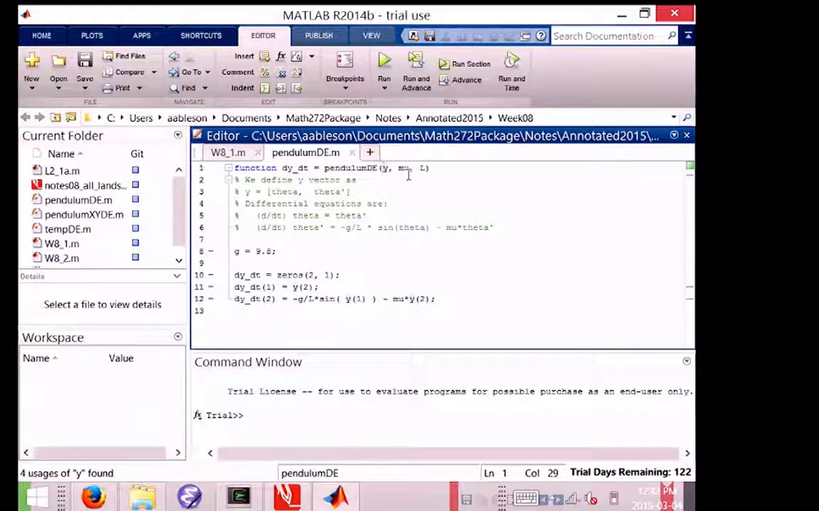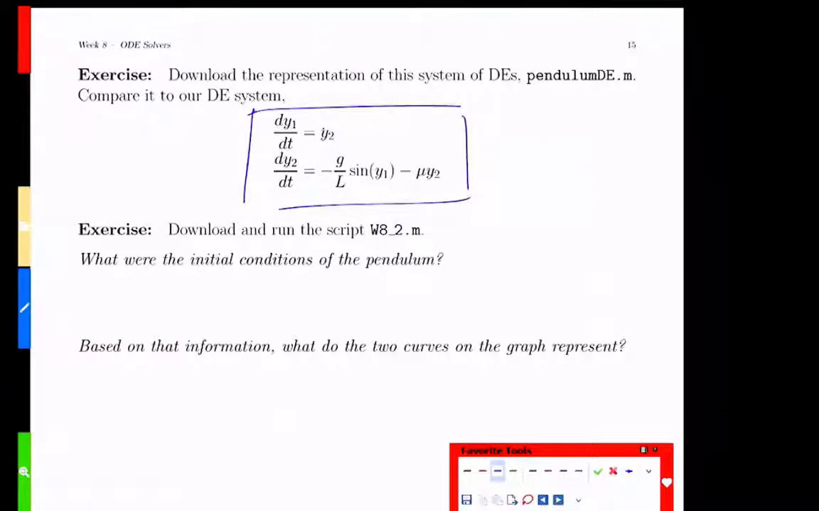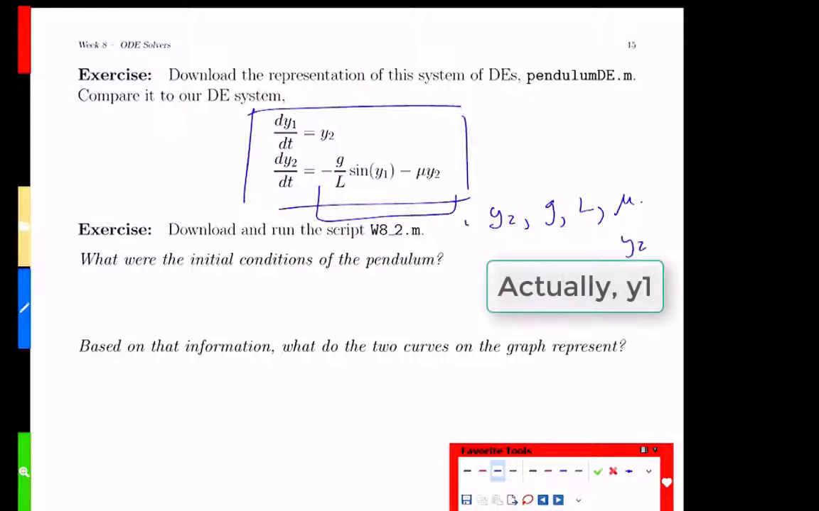And the idea is it's supposed to be as close a model to what we have on the page as possible. So on the page, I'm going to look at the right-hand side. These are our inputs, or this is going to involve the input. On this list are y2, there's a g, there's an l, there's a mu, and there's a y2. So to be able to calculate my derivatives, which are the left-hand side, and they're my output, I need to have all these variables here.